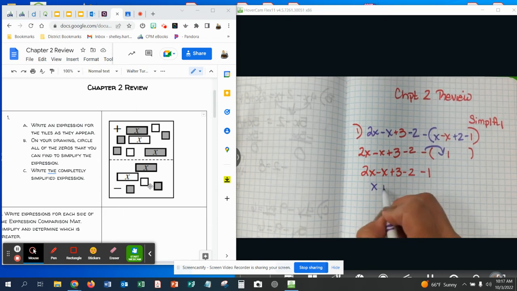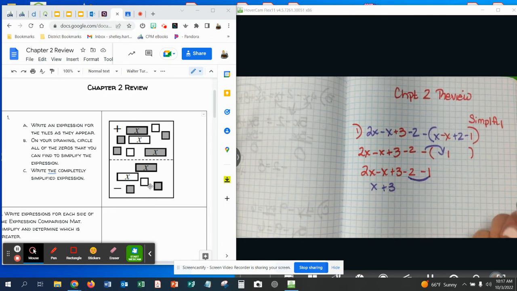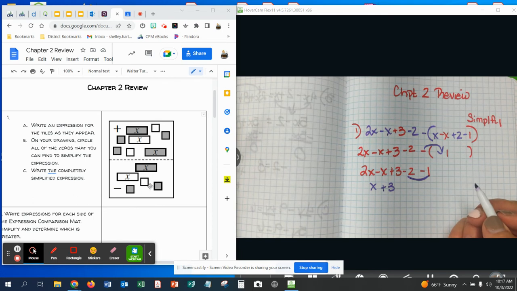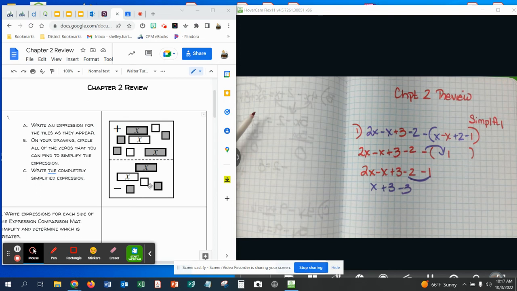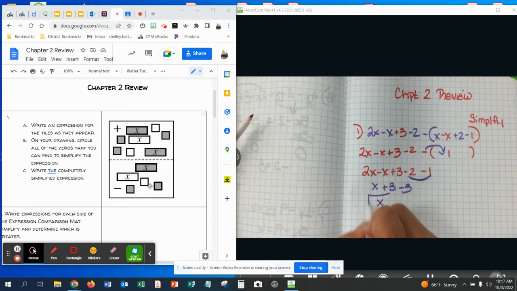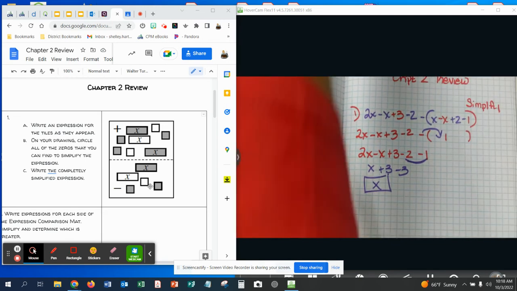How about we do this? We got plus 3, and then negative 2 and negative 1 equal what? Yep. So we need to simplify one more time. We've got 3 and a negative 3. What does that equal? Yeah, Lizette. 0. Good. So all we have left is an X. So if you got that, you were a winner chicken dinner.